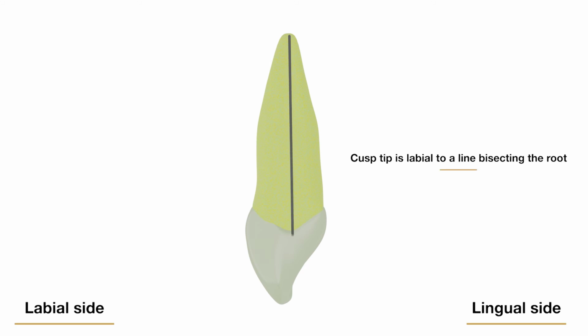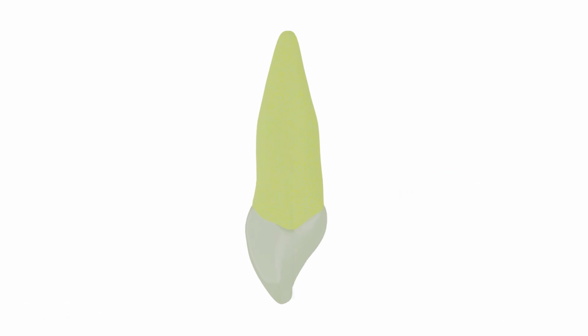Cusp tip is labial to a line bisecting the root of the maxillary canine, compared to a line bisecting the root of the central and lateral incisor, which also bisects the incisal ridge. This also works as a differentiating feature between maxillary and mandibular canine, in which the cusp tip is lingual to a line bisecting the root.